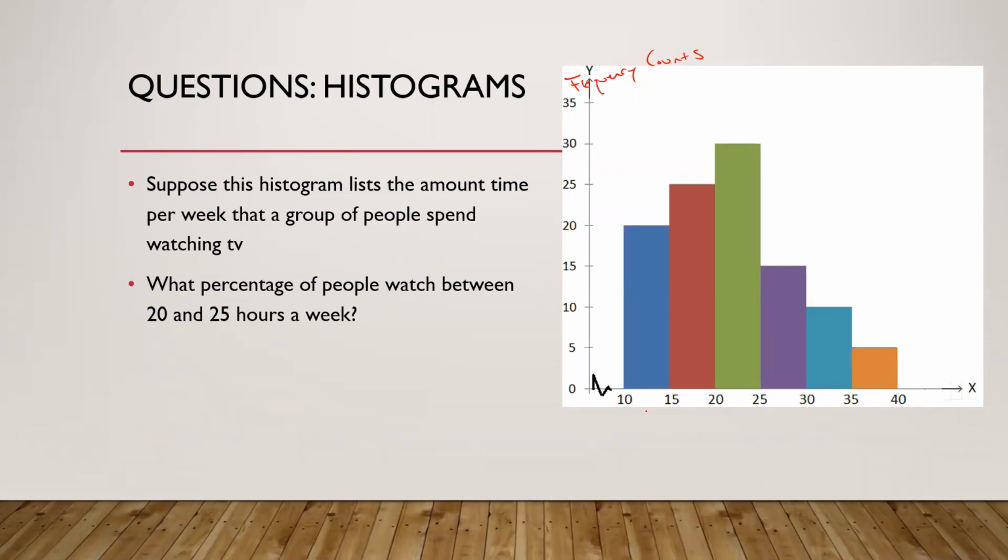So this is the group that's between 10 and 15. Here's between 15 and 20 hours a week. Here's between 20 and 25, and so on. So the problem just asks this: what percentage of people watch between 20 and 25 hours a week? Between 20 and 25 hours a week is this green bar here. So how many people in this chart here watch between 20 and 25 hours per week?